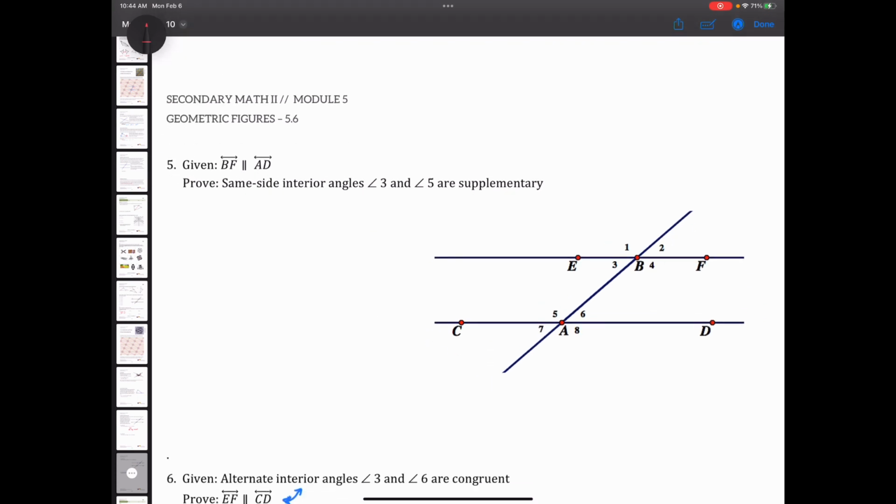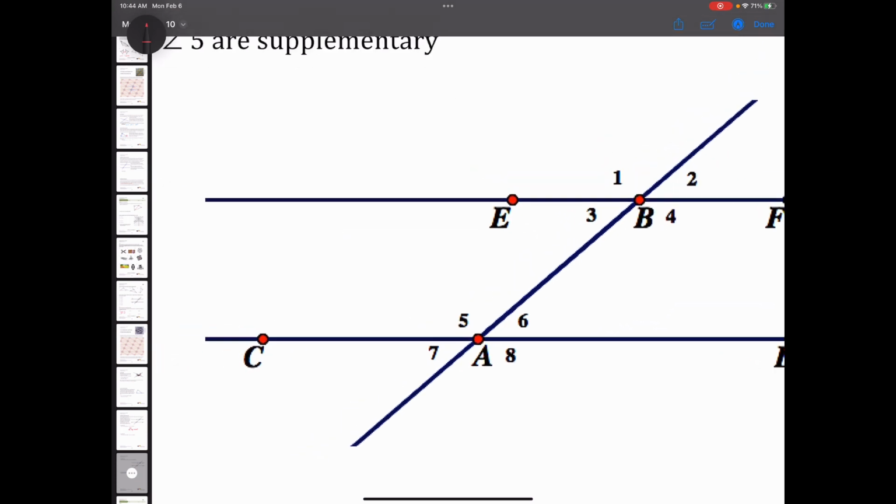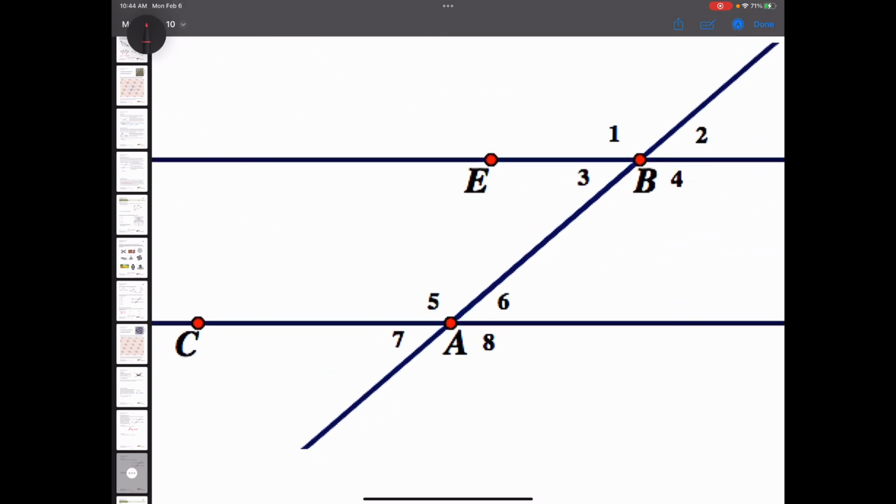What are we trying to prove now? That same side interior angles 3 and 5 are supplementary. Very good. Thank you, William. The rest of y'all, focus. Please. You need to focus. Thank you. Okay. Same side interior angles, angles 3 and 5 are supplementary. Hold on, everybody think about it for a minute, because I want you to get through this process. How do I do this on my own? Because you will need to do this on your own.